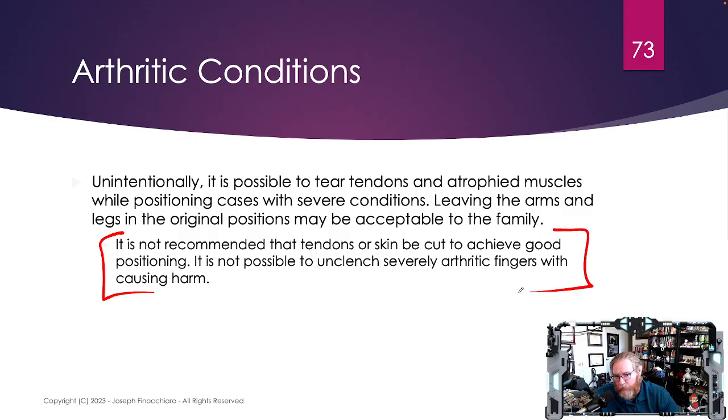The quote-unquote nuclear option used to be that with family permission you can cut tendons, break bones to get the position for the casket that they want. And now they are recommending that you do not do that because it's not likely going to get the desired effect and you're probably doing more harm than good. And when it comes to those arthritic fingers, you are not going to be able to undo those things without damaging the body. So you are best leaving them as is.